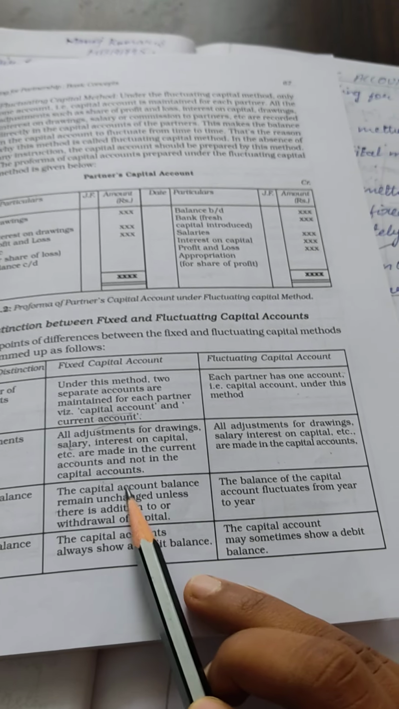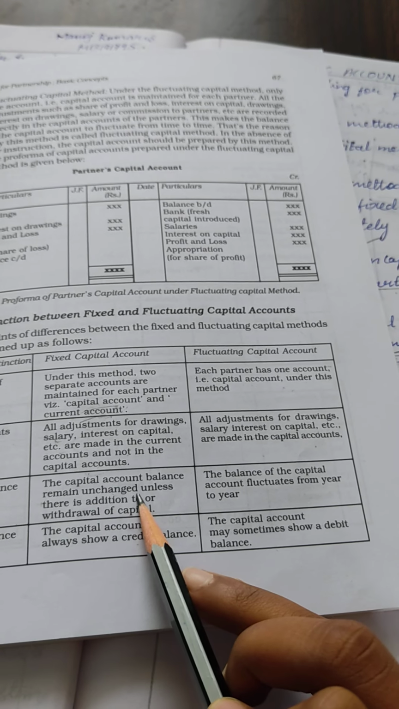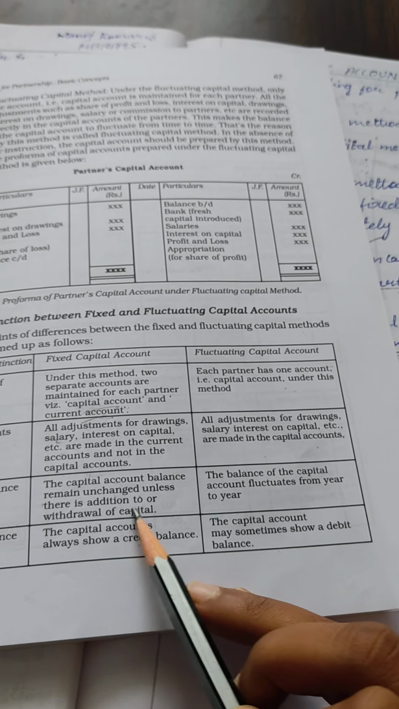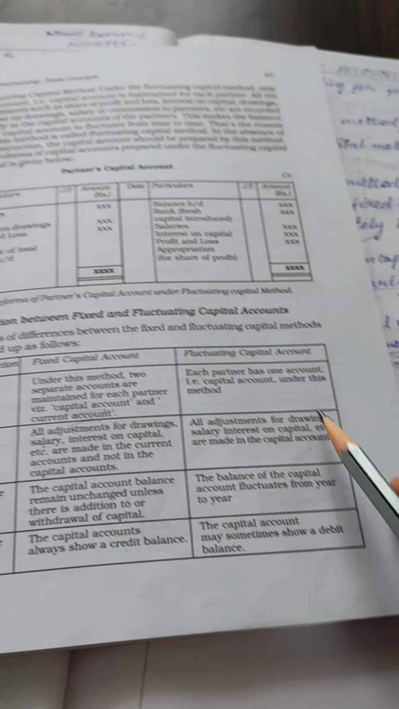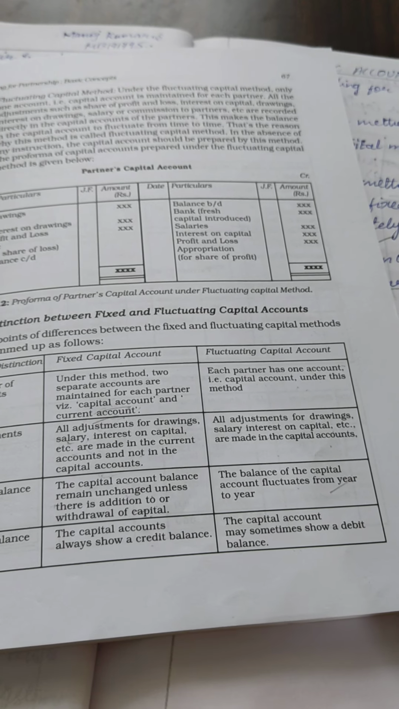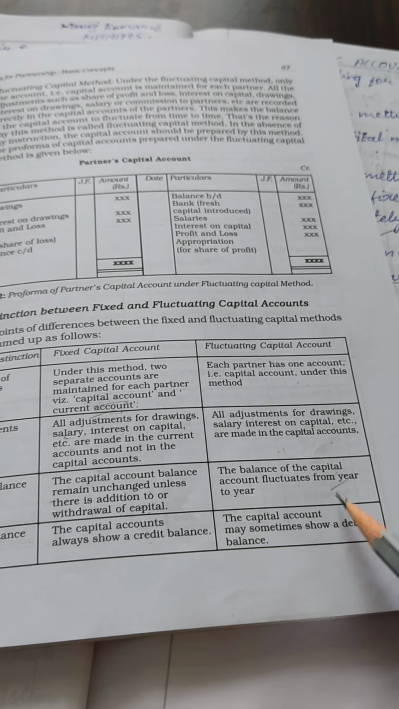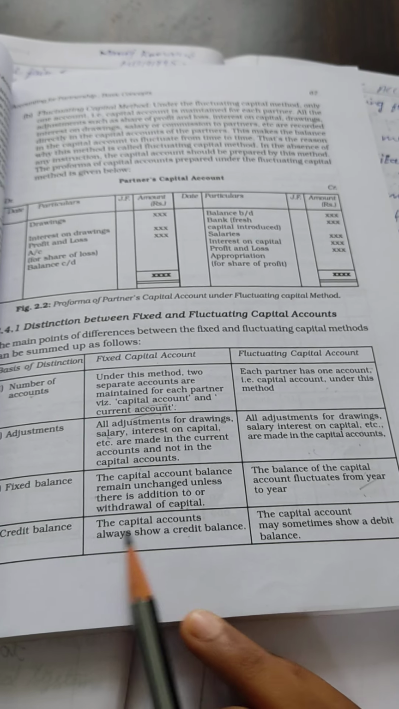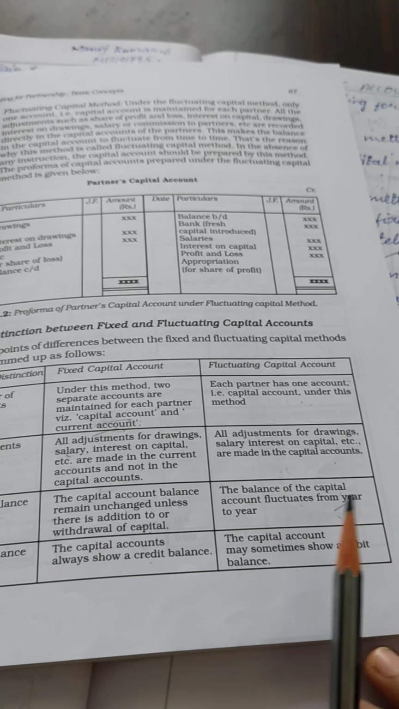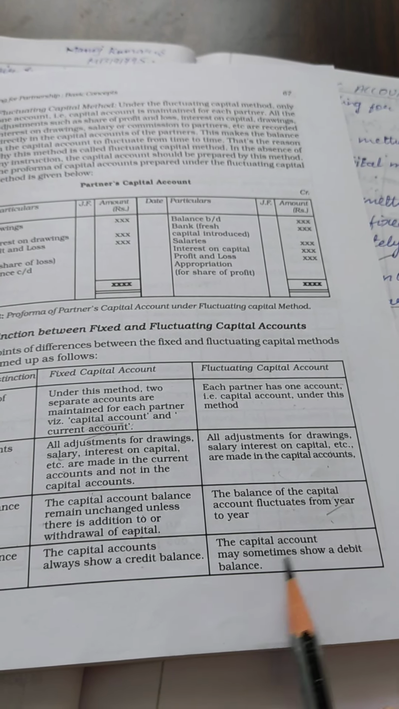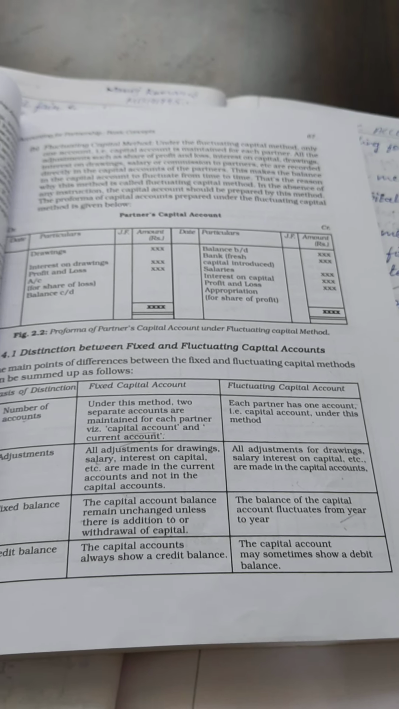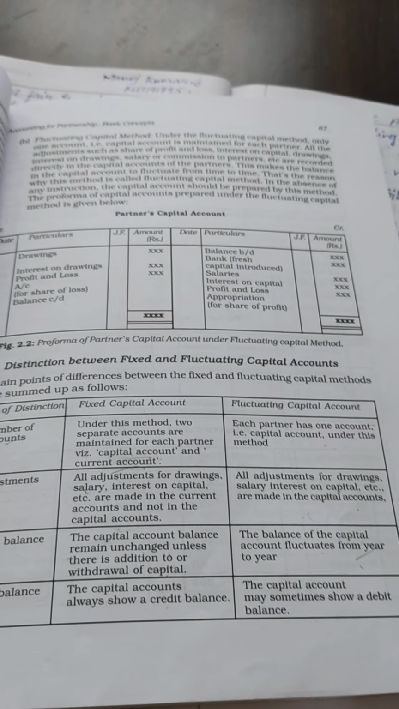And the balance: under the fixed method, the capital account balance remains unchanged unless there is an addition to it or a withdrawal of capital. Under the fluctuating method, the balance of the capital account fluctuates from year to year. And the capital account always shows a credit balance in the fixed capital method, while in the fluctuating capital method, the capital account may sometimes show a debit balance. So these are the major differences between the fixed and fluctuating capital methods.